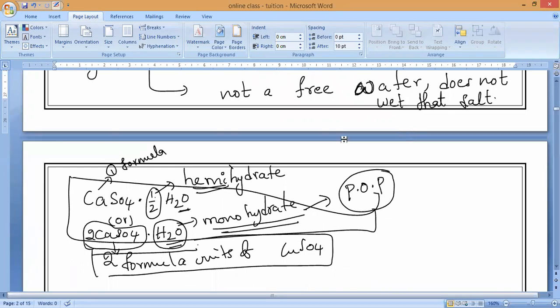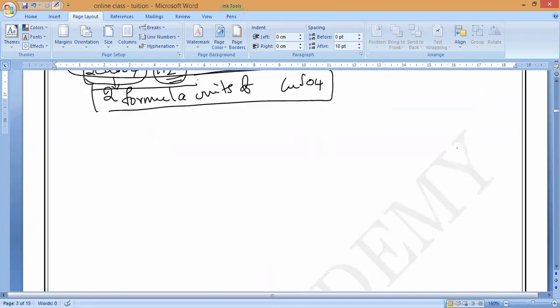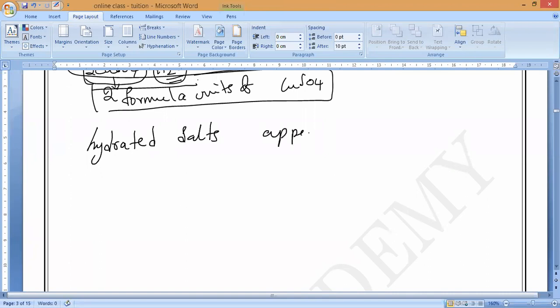Now you can see, this is not a free water. Whatever water of crystallization is present, it is not a free water, so it does not wet the salt. So the salt containing water of crystallization appears to be how? Perfectly dry or perfectly wet? Right, dry. Hydrated salts appear to be perfectly dry.